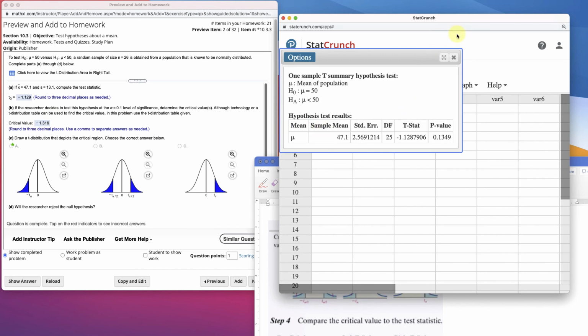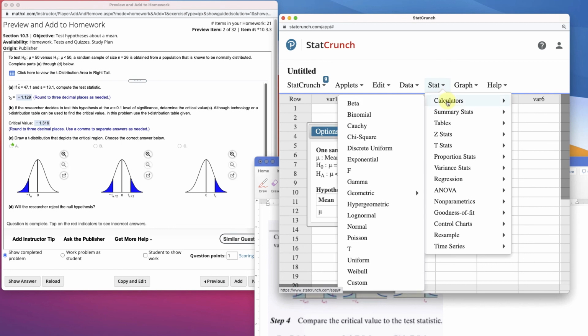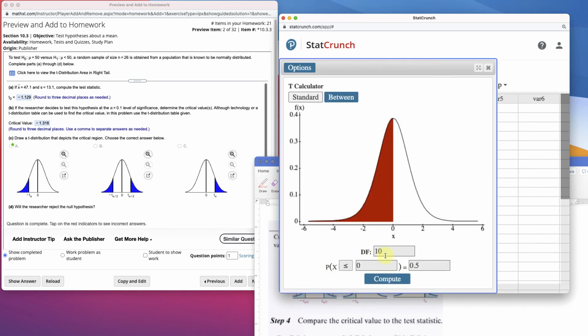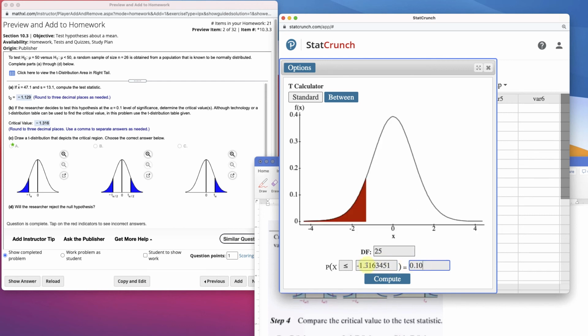But what is that critical value? That's the T calculator. Degrees of freedom, 1 less than N, 25. Go left, because we're in the left tail. We're going to find that value, and we want all 0.1 to be in that tail. Negative 1.316 is our critical value. That's right where the 0.10 level of significance is.